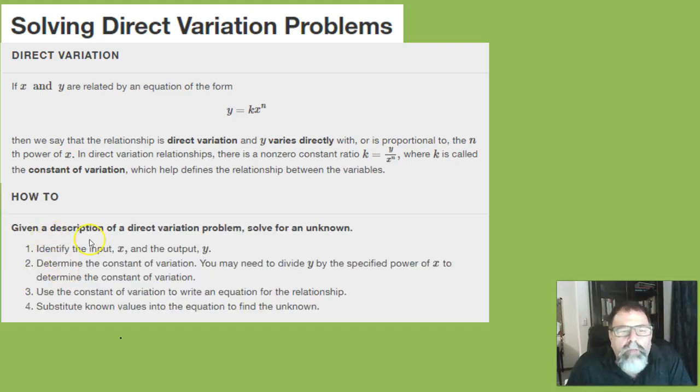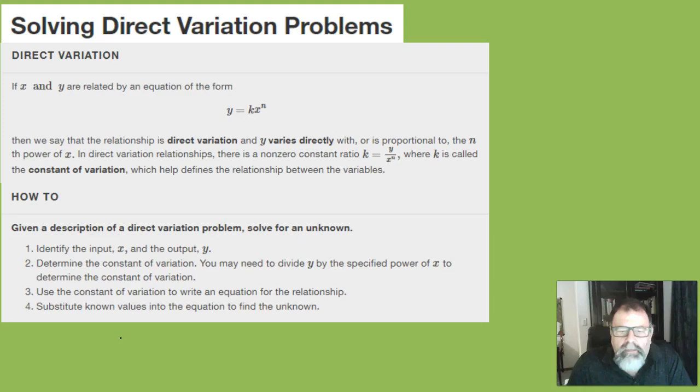Okay, how to: given a description of a direct variation problem, solve for an unknown. Identify the input x and the output y. Determine the constant of variation. You may need to divide y by the specified power of x to determine the constant of variation. Use the constant of variation to write an equation for the relationship. Substitute known values into the equation to find the unknown.